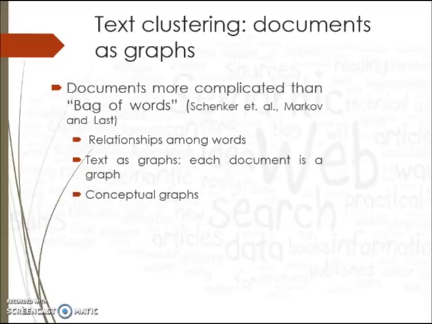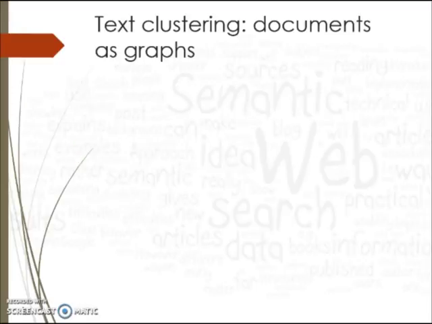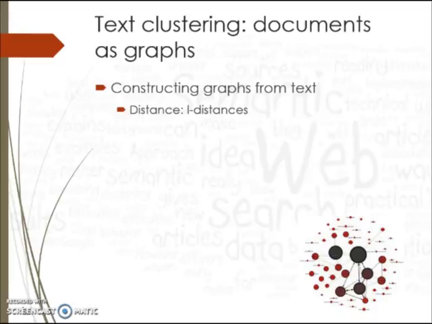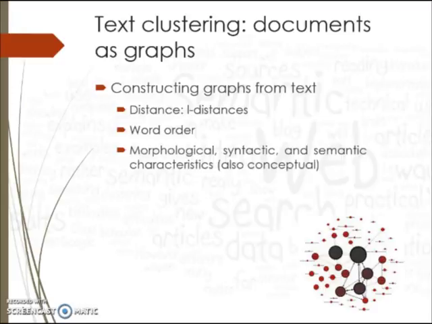We can think of a more complicated way of doing this based on conceptual graphs. I'm not going to talk about this today, but when we think of text as graphs, we can include more complex situations. So we want to construct graphs from text. We can construct them, for example, based on L distances among the words. We're going to try some of these L distances in our application further on. We can think of word order, or we can think of morphological, syntactic, and semantic characteristics, also conceptual, as we were talking about before.